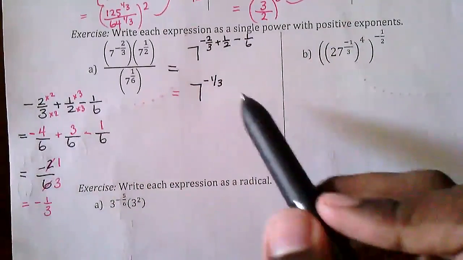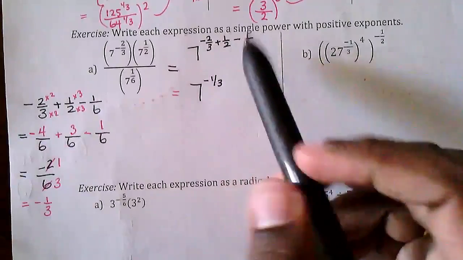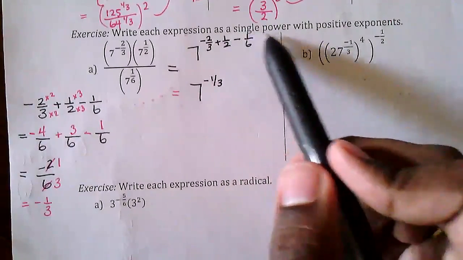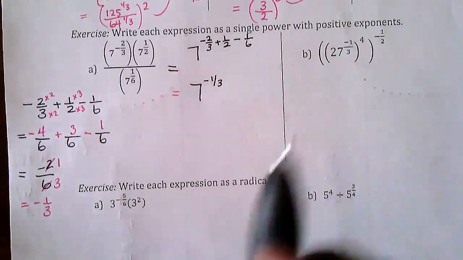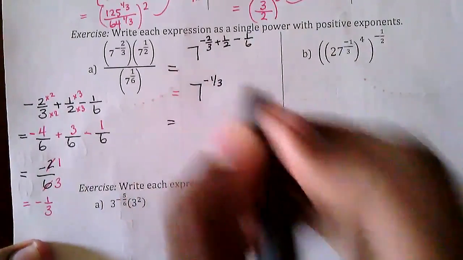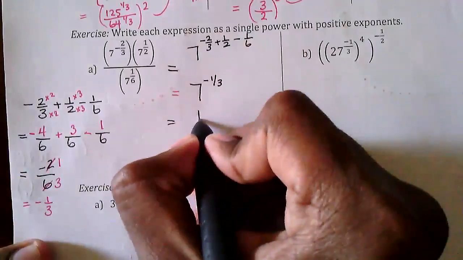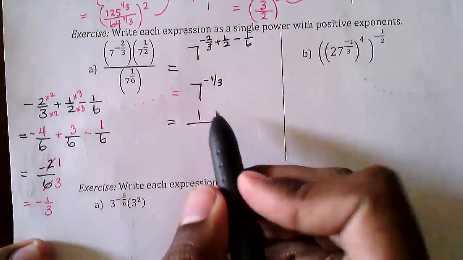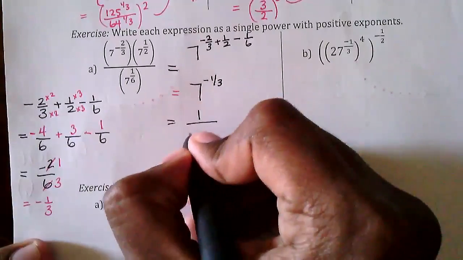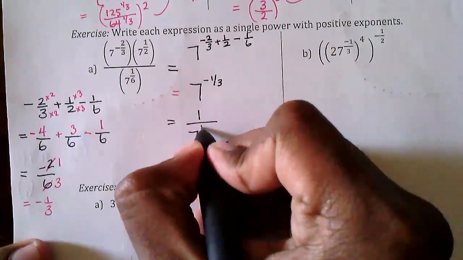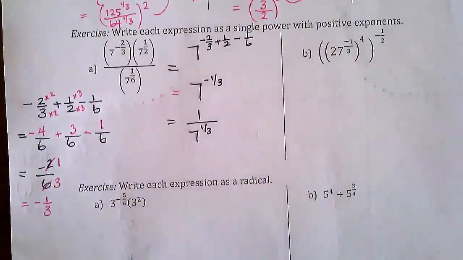Keep in mind, I didn't want to leave my answer like this because it says find a single power with positive exponents. You never leave final answers with negative exponents. So whenever I have a negative exponent, I can convert it by changing it so that I have a fraction where the numerator is 1 and the denominator is just this, but instead of a negative exponent, I have a positive exponent instead. Okay, so that's what we do there.